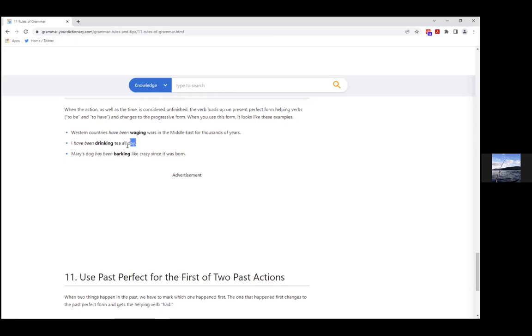We'll go with a little bit of an easier one. I have been drinking tea all day. Please, try. That's true, actually. Excellent. So let me try. I have been drinking tea all day. Exactly. Perfect.